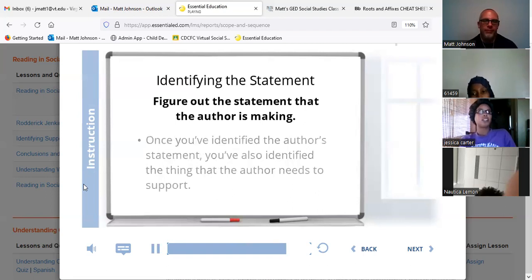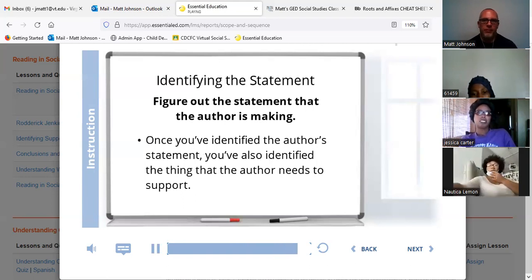Wherever you find it, once you've identified the author's statement, you've also identified the thing that the author needs to support. Well, what do you say? You want to give it a try? Try to identify the statement of a passage.